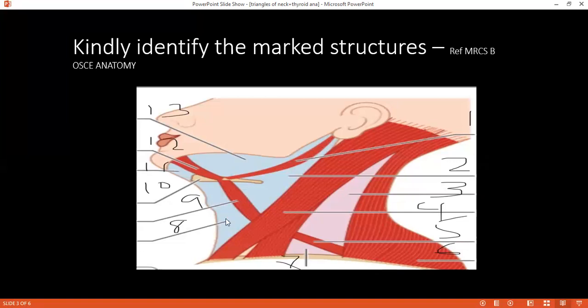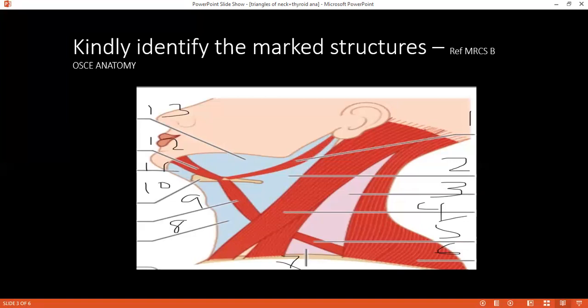Here, if you can identify number 8, which triangle is this, please? Number 8 is the muscular triangle. And number 13 is which triangle? Number 13 is the digastric triangle, or the submandibular triangle, as it is more commonly called.